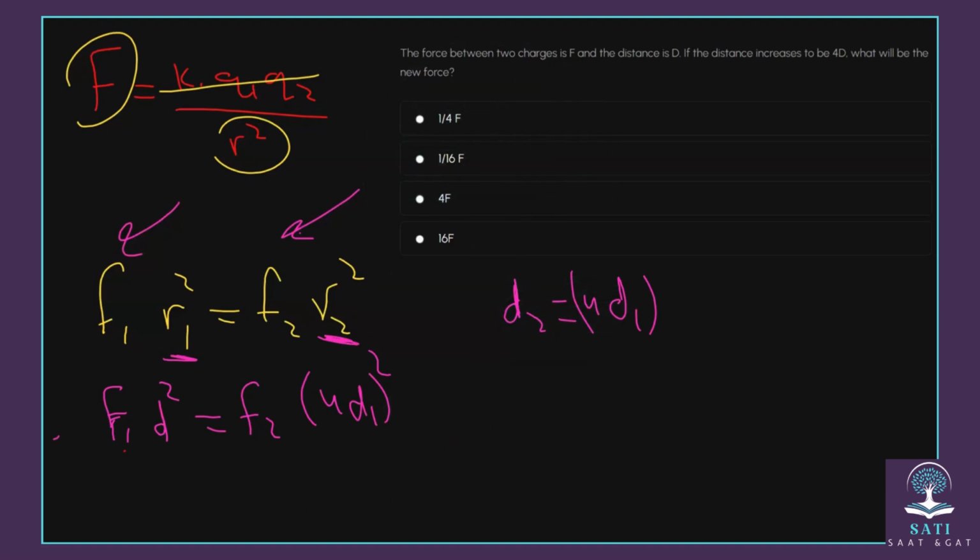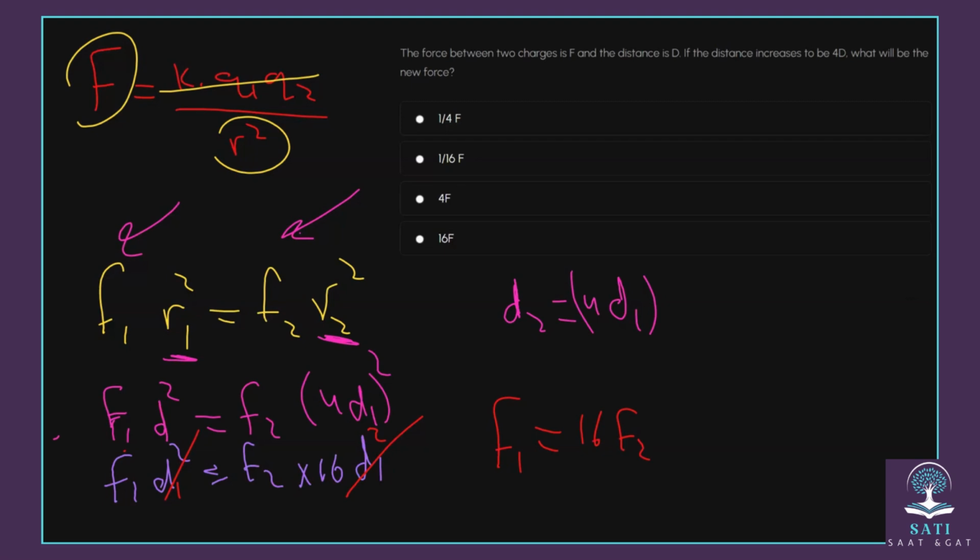Now if I complete, F1 times D squared equals F2 times, if you square it, it's going to be 16 D1 squared. Now, if I divide both sides by D1 squared, what is left is F1 equals 16 F2.